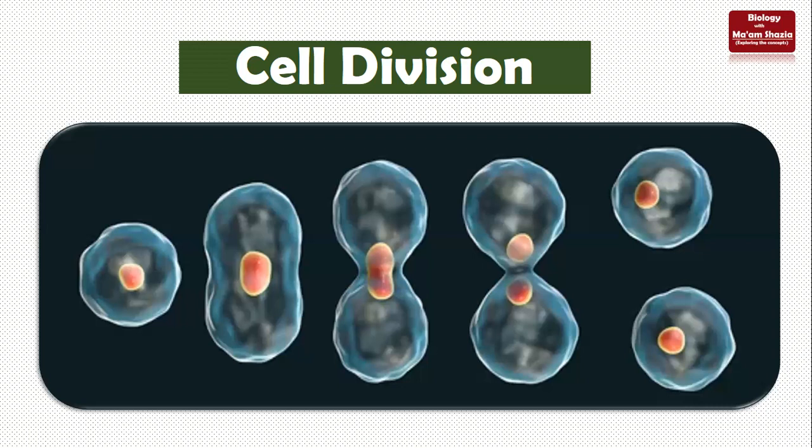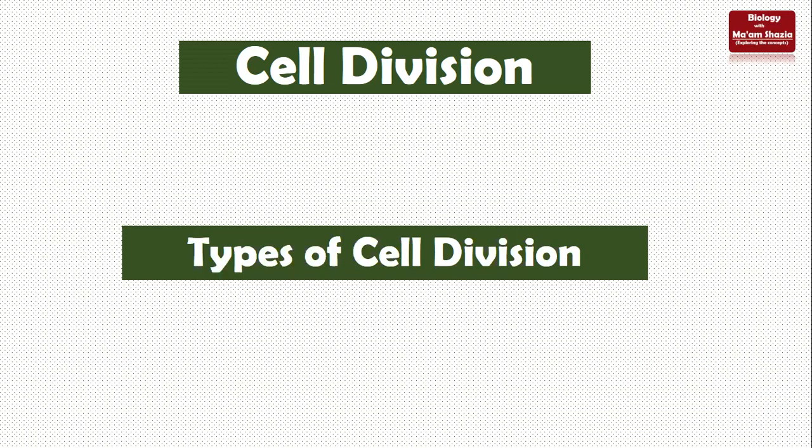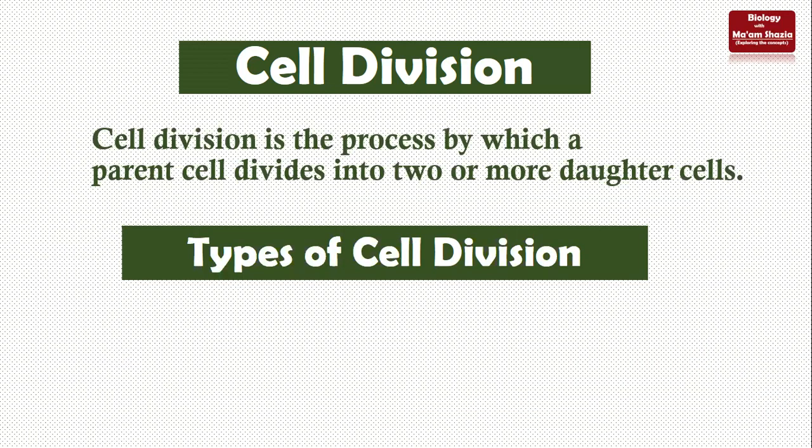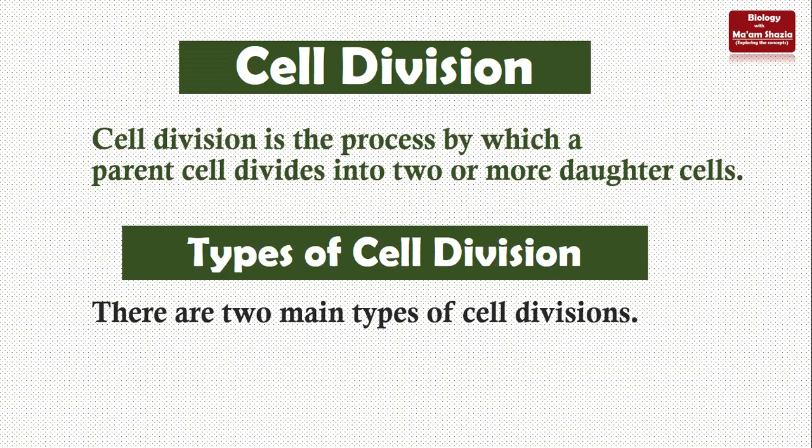So there are two different types of cell divisions. Let's discuss cell division. Cell division is actually the process by which a parent cell divides into two or more daughter cells. You can see in the last diagram how one cell divides into two cells. So as far as types of divisions are concerned, there are two main cell divisions which go on in living cells. One of them is mitosis and the other is meiosis, right?